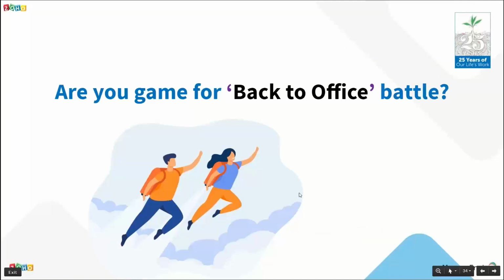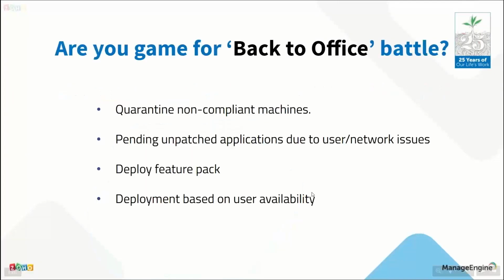Back to Office. There are factors that an administrator should look for when the machines are back to Office, like quarantining the non-compliant machines, updating the unpatched applications, deploying feature packs if they are outdated, because you might not have deployed the feature packs when the machines were in work from home, as it is a large upgrade package, and deploying updates based on the user's availability. We are going to discuss the situations one by one.